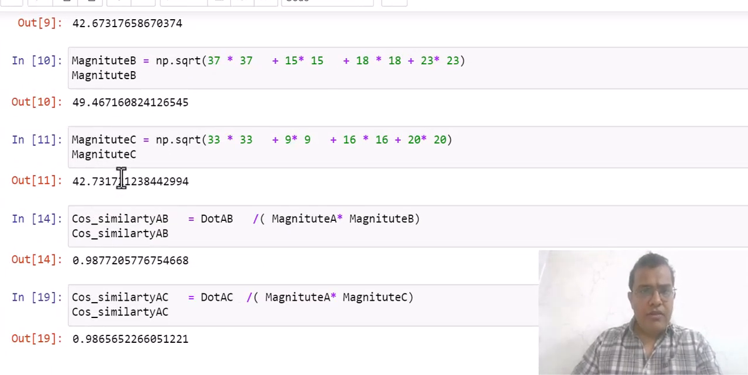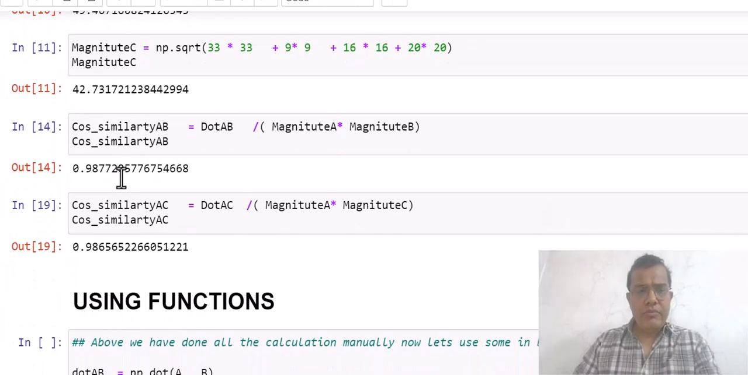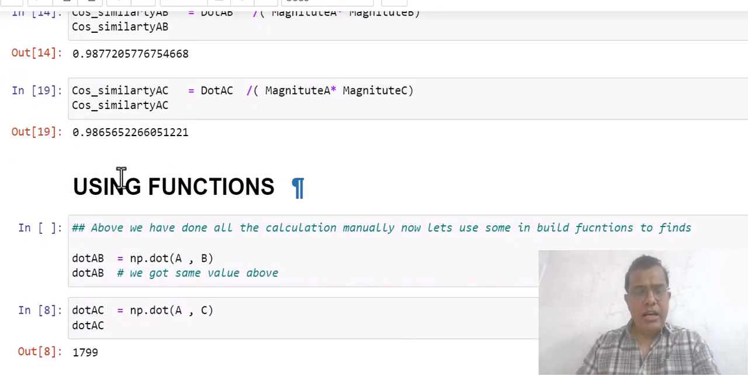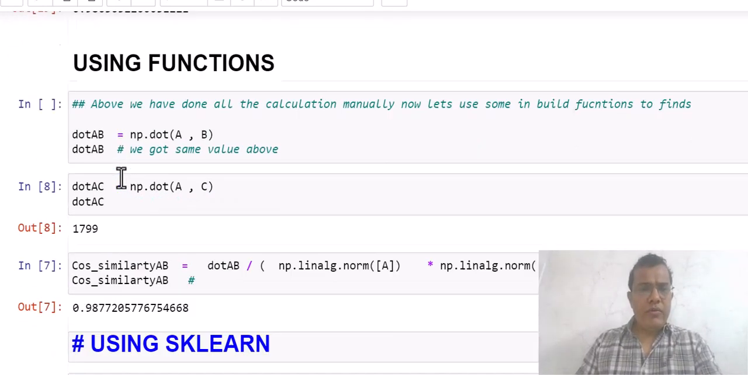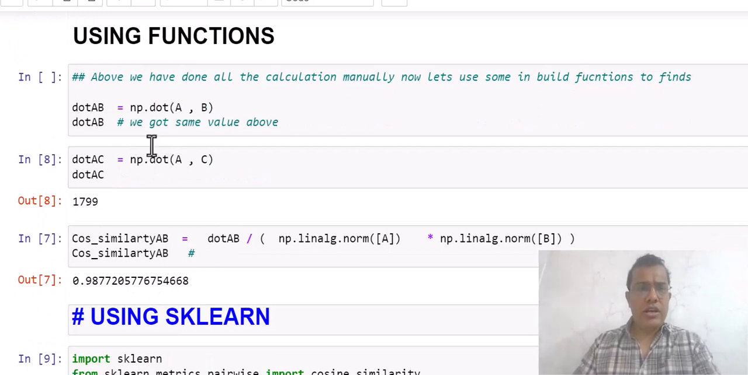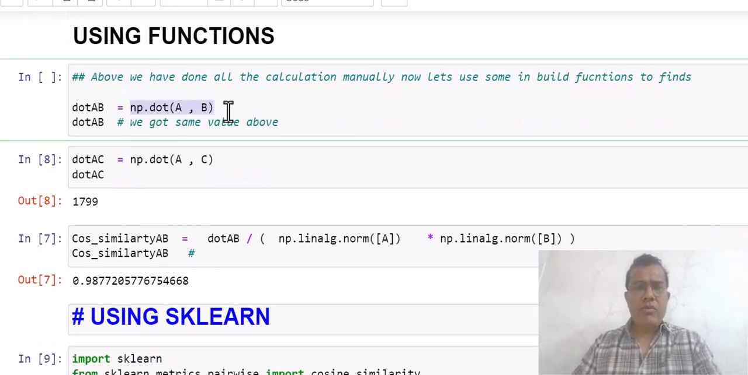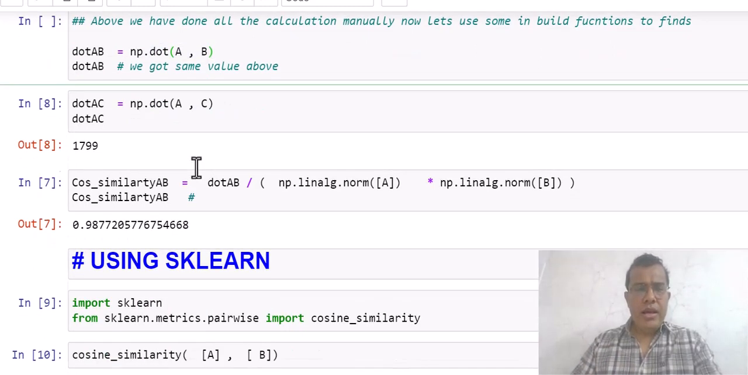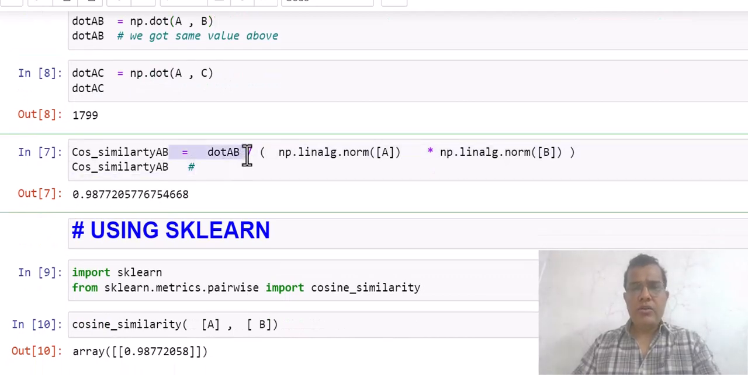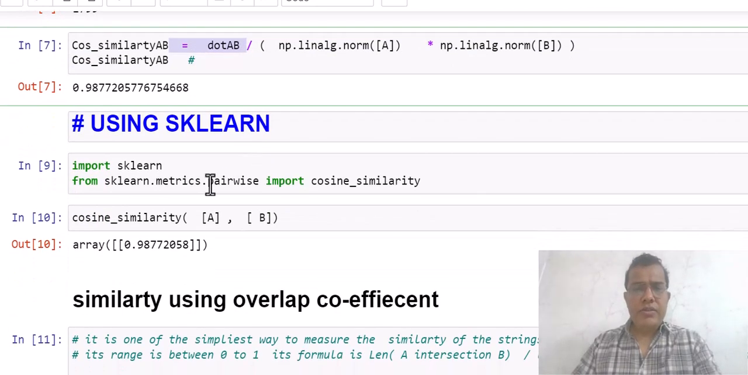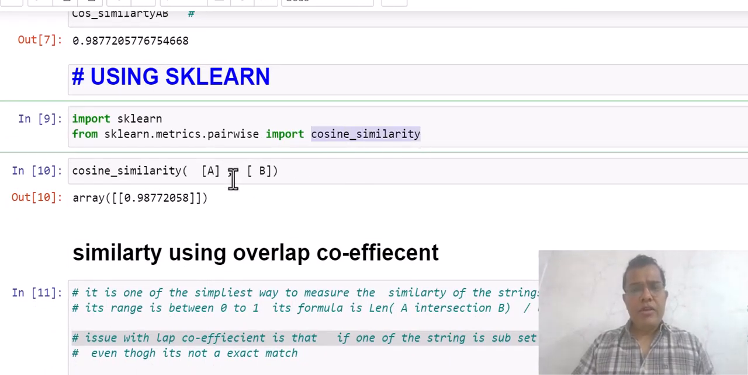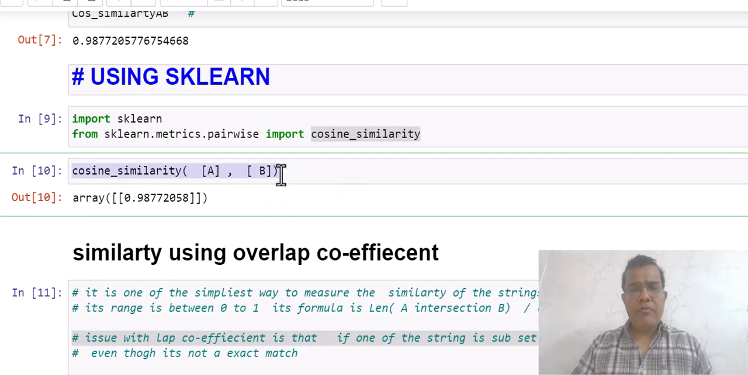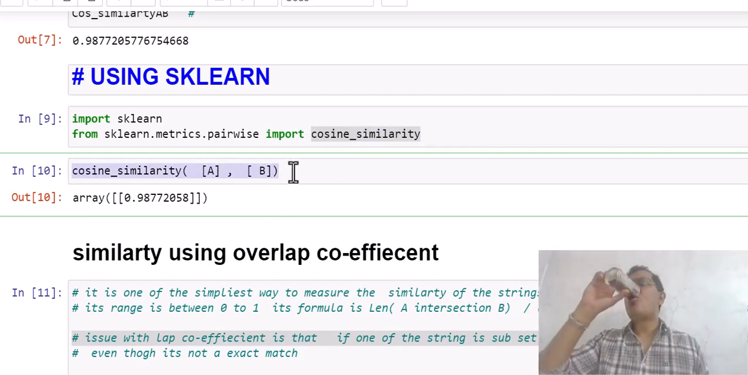So over here, I have done the manual calculation so that people can understand how the cosine similarity is being found. Once understood, there is no need of doing the manual calculation. Let's use the functions already present. I can find my dot product using np.dot, and then I can directly find the cosine similarity. Otherwise, there is already one function present in sklearn, that is cosine similarity. We can directly import cosine similarity and pass our A and B. So this will also give us the cosine similarity.